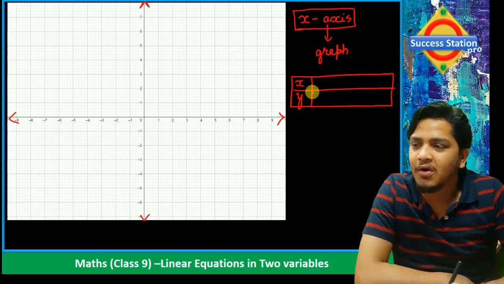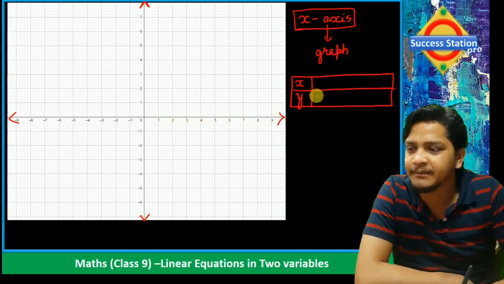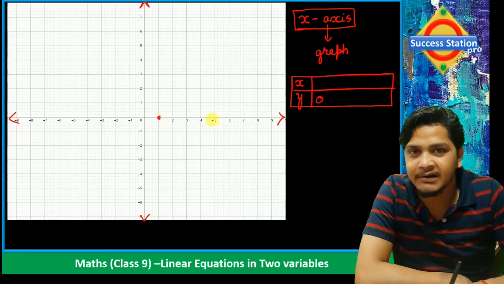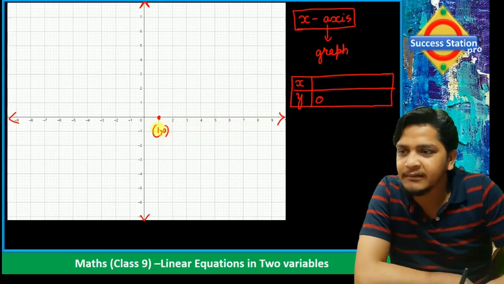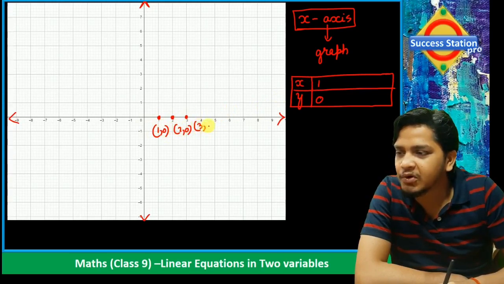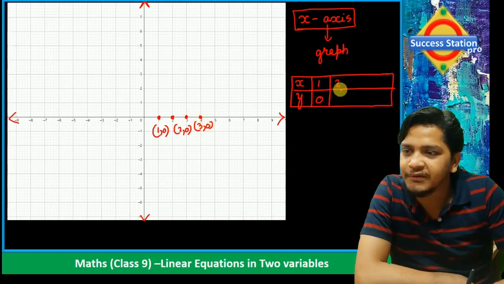All the values on the x-axis, we know that the value of y is 0. So, all the points that lie on the line are the solutions of the x-axis. See, (1, 0) lies on the line. Yes. (2, 0) lies on the line. Yes. (3, 0) lies on the line. Yes. (4, 0) lies on the line. So these all are the solutions of the x-axis.